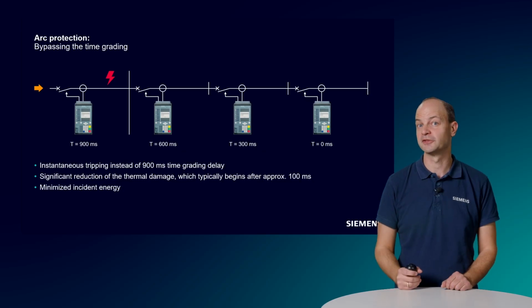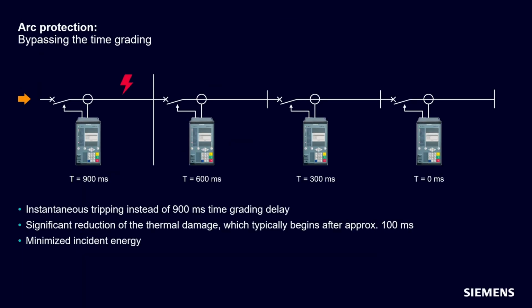The big benefit of an arc protection solution is now that the relay on the left side is able to detect optically that it is not a normal overcurrent fault, but a real arc flash. Instead of waiting for 900 milliseconds to trip, the relay can now immediately trip the circuit breaker. This minimizes the incident energy and the thermal damage significantly.